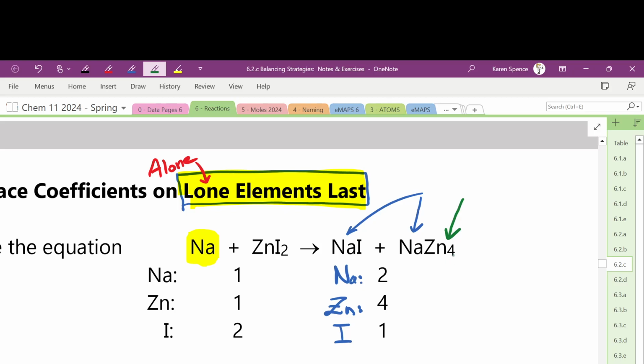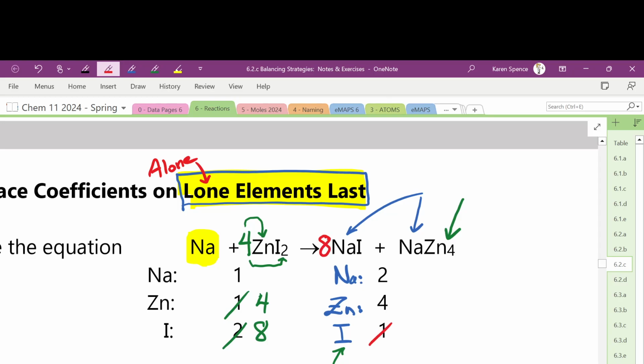Let's make it 4 on the left by putting a coefficient here. That means now we have 4 zinc. How many iodine do we have now? 8. 4 times 2 is 8. And remember, who are we balancing last? Na, because it's on its own. Because what it means is you can balance it without mucking up anybody else. So now let's balance I. We have 8 on the left. We need to have 8 on the right. So a coefficient of 8 can go in front of NaI.